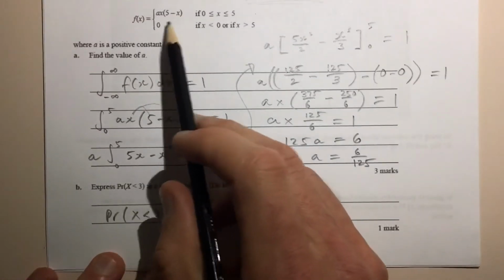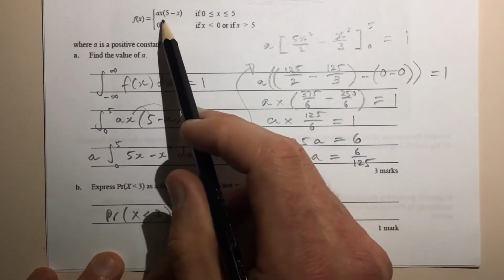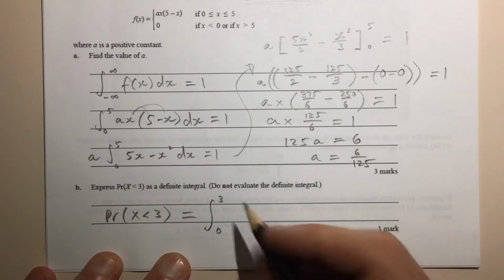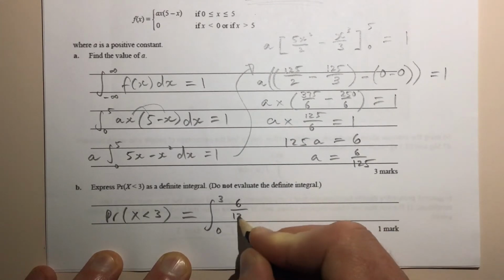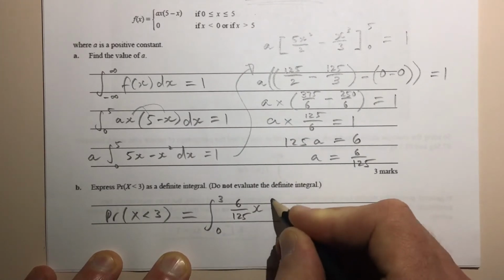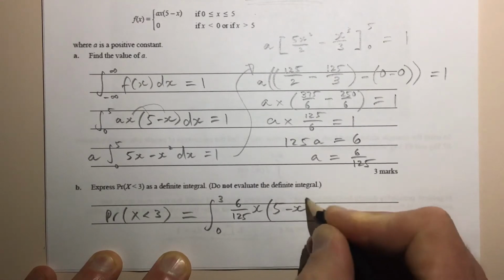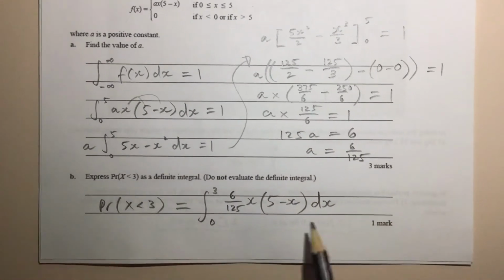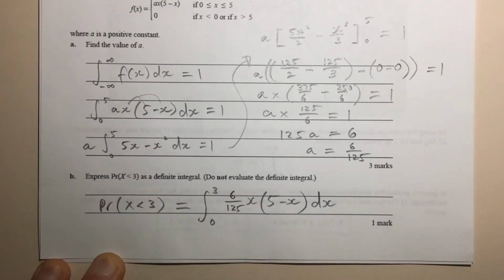And then we just have to write the function. And the function is ax times 5 minus x, but we now know that a is 6 over 125. So it would be the integral of 6 over 125 x times 5 minus x with respect to x. So don't forget your dx at the end of the integral. And that would be the expression that would give us the probability, but remember it said don't evaluate it, so we didn't have to.